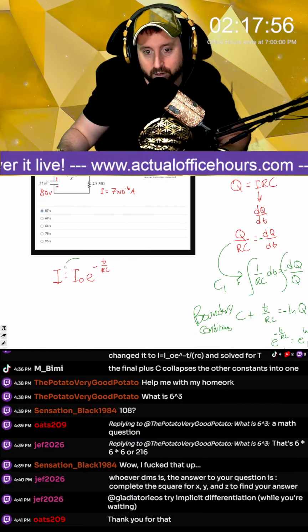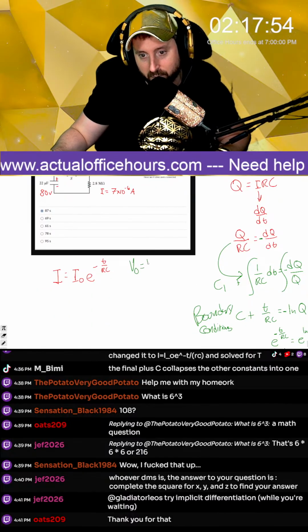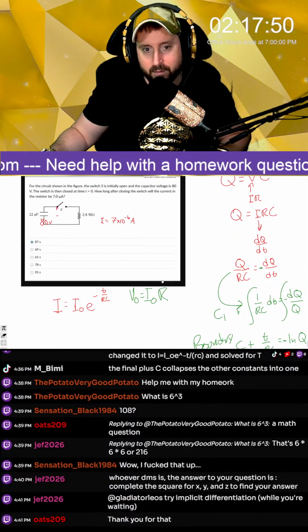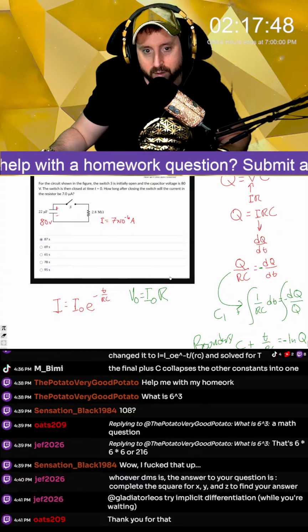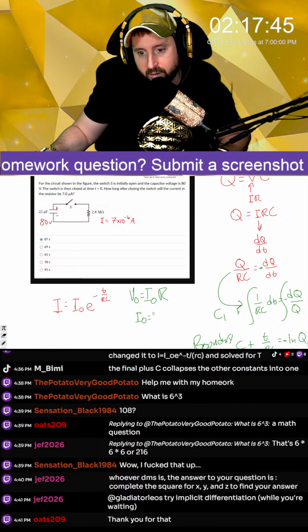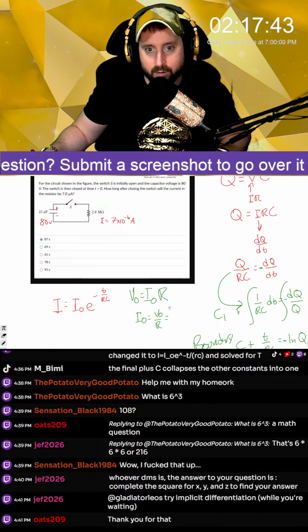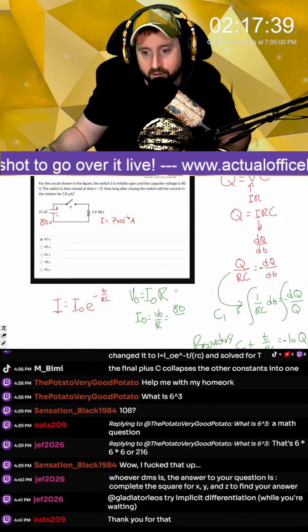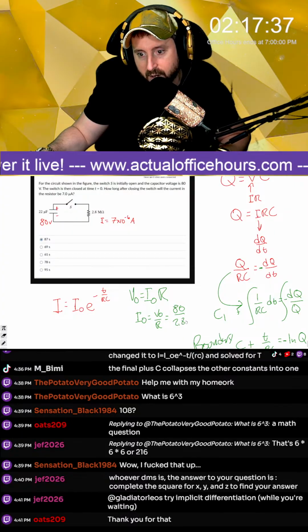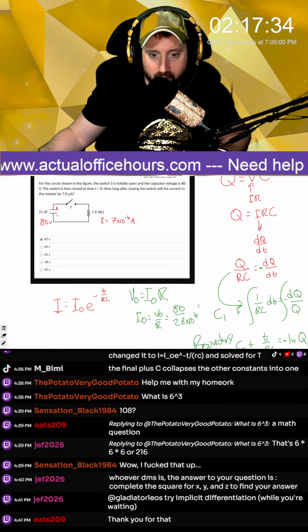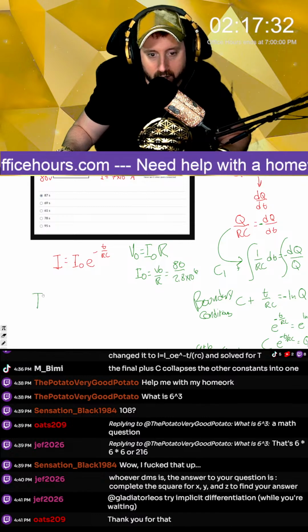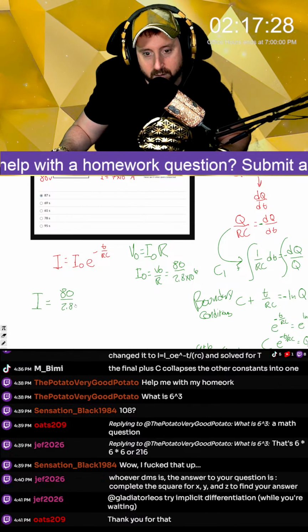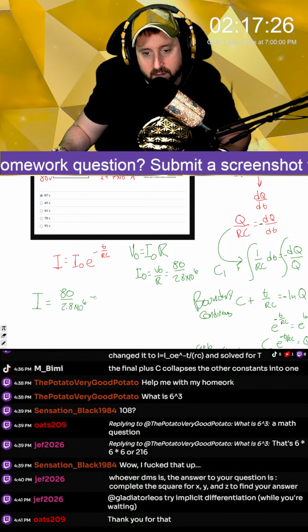And then what you learn is that V naught is equal to I naught R. And so if you want to get at I naught from this, I naught's equal to V naught over R. And so that's going to be the voltage on the capacitor, which is 80, divided by the resistance, which is 2.8 times 10 to the 6. Okay. So let's plug that in. So I'm going to get I is equal to 80 over 2.8 times 10 to the 6, e to the negative t, and then this is over RC.